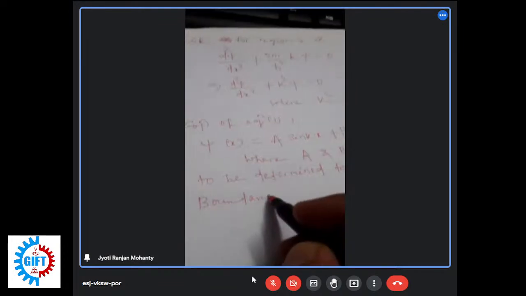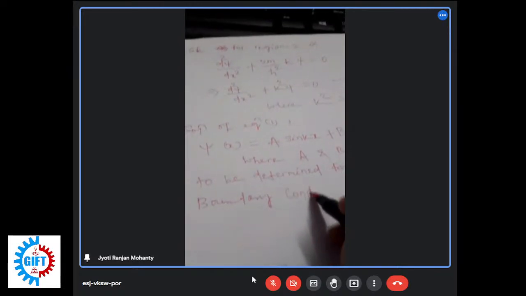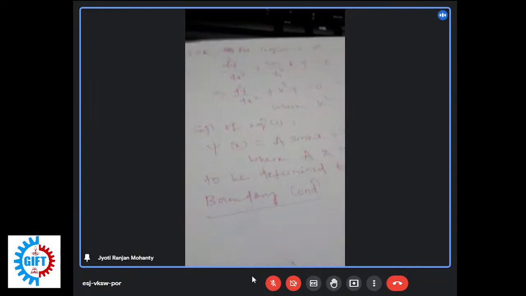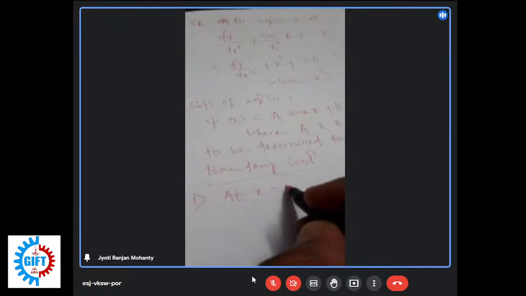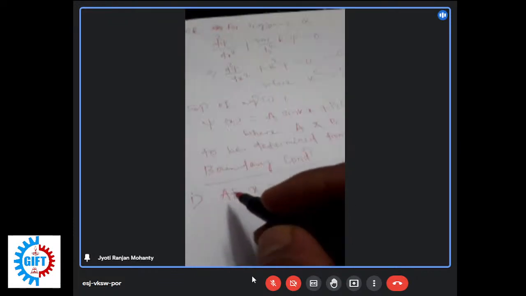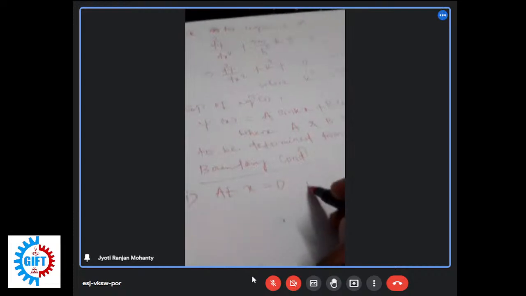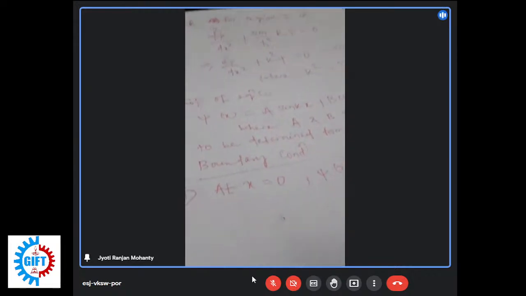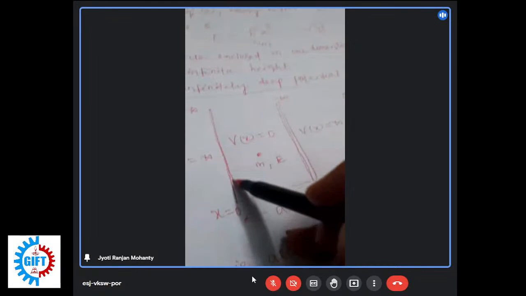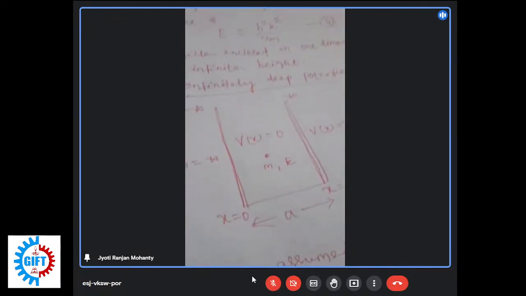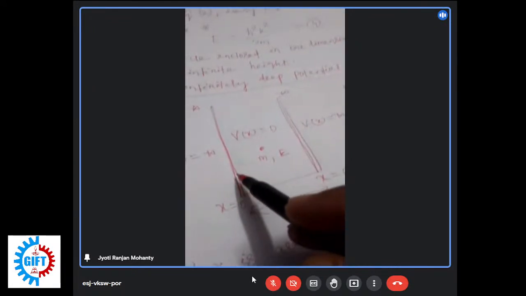Write. Boundary conditions. Number one boundary condition is at x is equal to 0. All of you look at your diagram. When x is equal to 0, there is no existence of the particle. Soumya, what is x is equal to 0? It is nothing. The perfectly rigid wall.